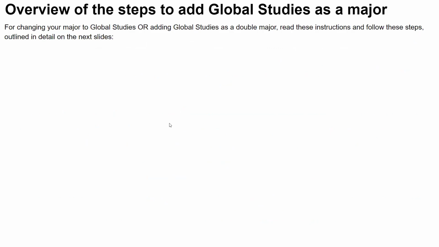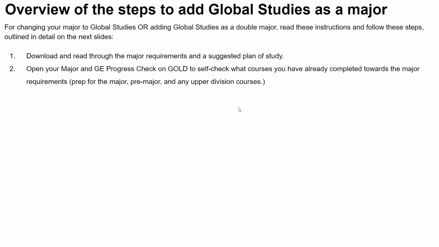First of all, we'll give the big overview of the steps, and then we'll break them down. What do you actually do to start a major change with global studies, to declare pre-global studies or add it as a second major? We recommend that everybody downloads and reads through the major requirements and a suggested plan of study for the major. We'll go into what that is in a moment. We want you to run your major and GE progress check on Gold to self-check where you're at with the major requirements, particularly the pre-major and prep for the major requirements. And maybe get a peek at some upper division courses you've taken, if you are at that stage in your time at UCSB, and how they might help you towards completing the global studies major.